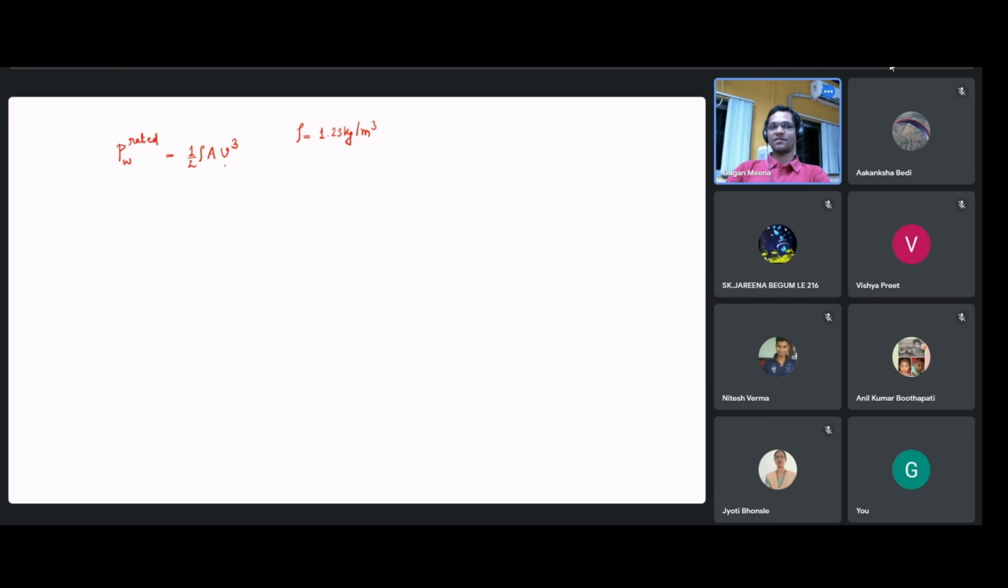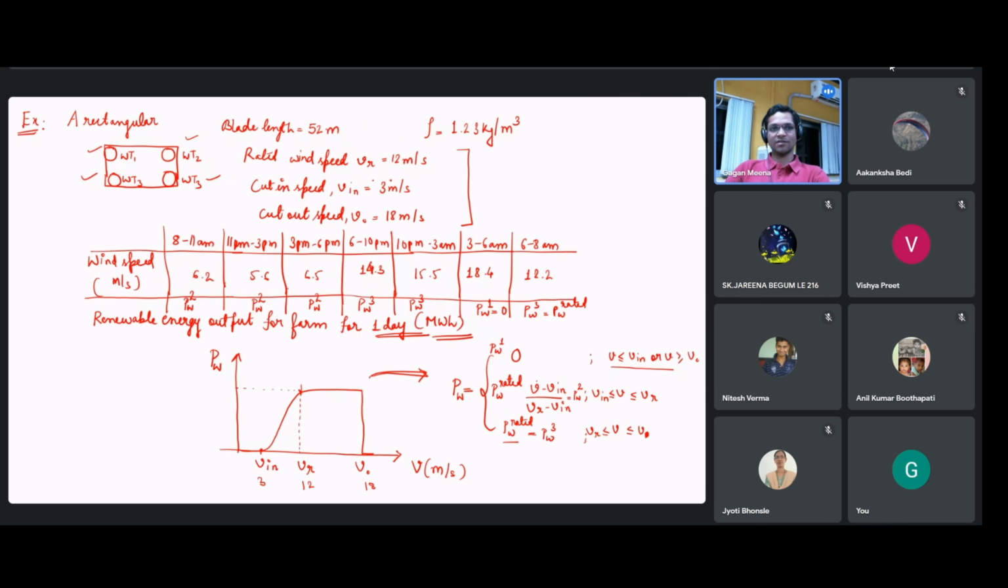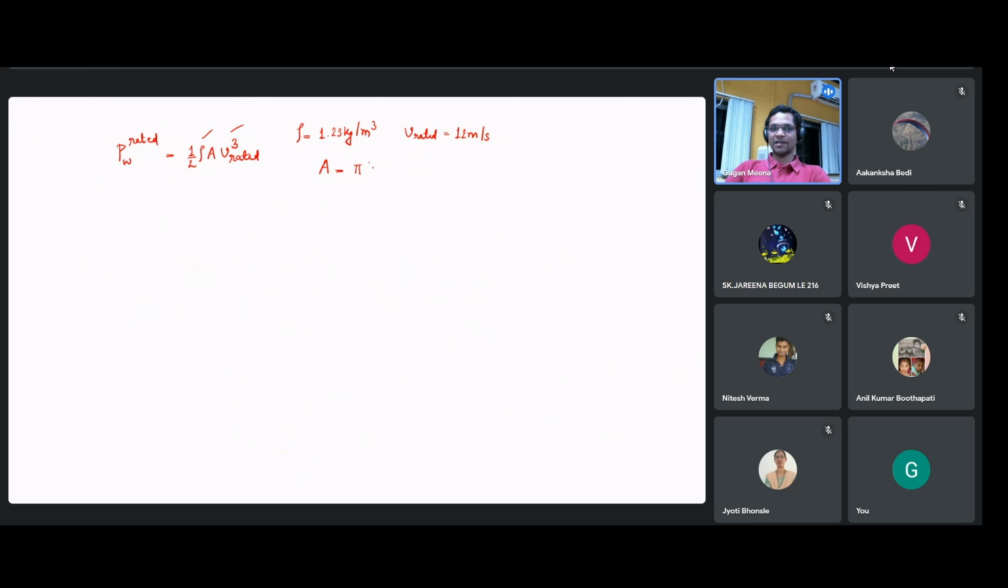So for PW rated, we have to take the rated speed, which is 12 meters per second. We have to find the area. We have this value, we have to find the area swept by the rotor blades. So this area will be pi r square, and the blade length is given. Blade length is 52 meters. So it will be pi into 52 meters squared. So what will be this value? Can you calculate?